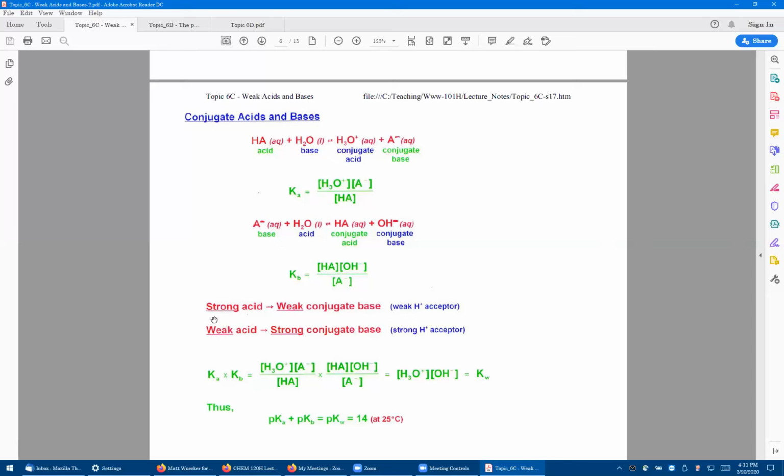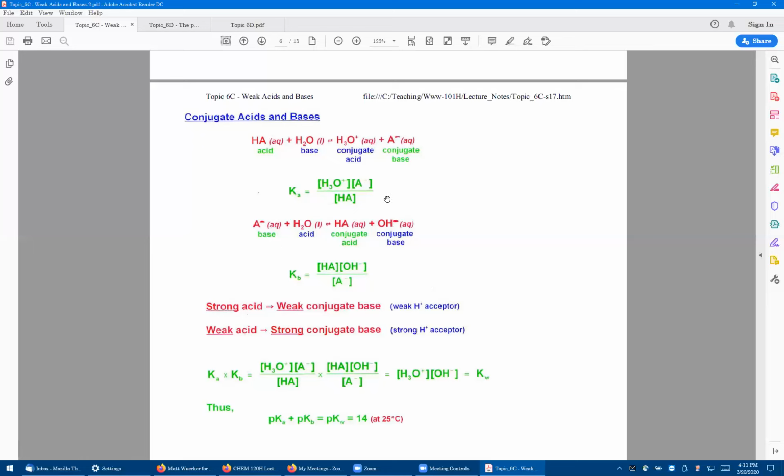Similarly, the weaker an acid is, the stronger is its conjugate base. In other words, it's a strong proton acceptor. And because of the self-ionization of water in solution itself, you can never have an aqueous solution that does not contain hydronium ion and hydroxide ion in concentrations, the product of which has to be 10 to the minus 14, as we've seen before.